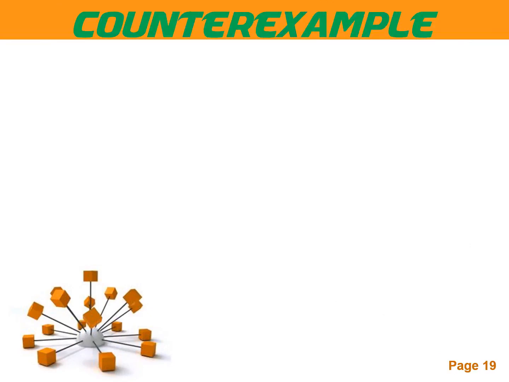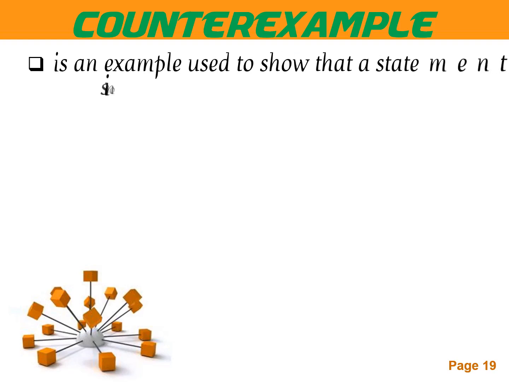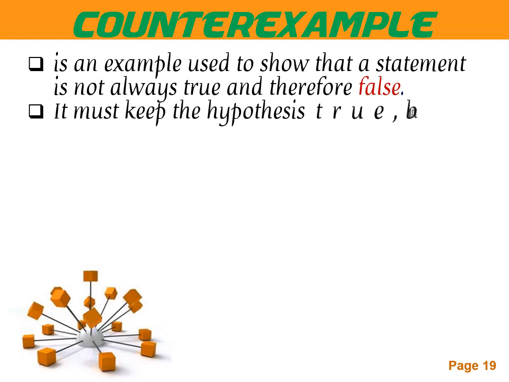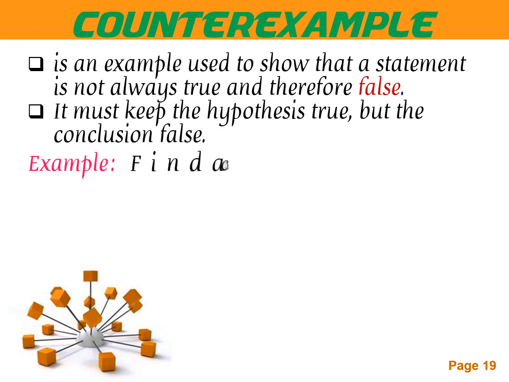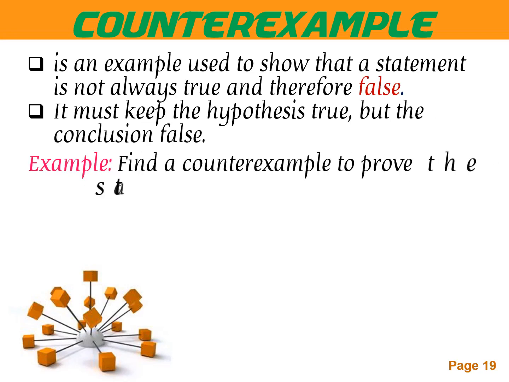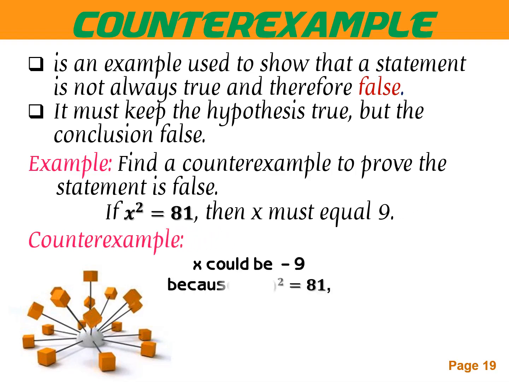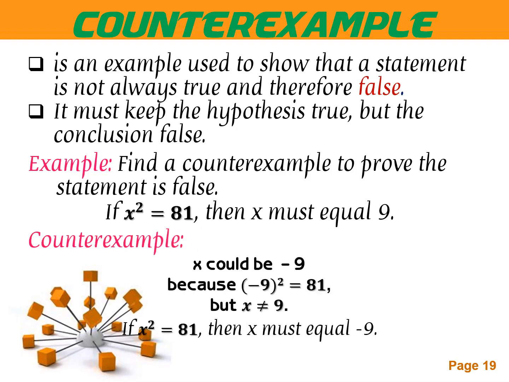Okay, let's have a counterexample. This is an example to show that the statement is not always true and therefore it is false. For this, you must keep the hypothesis true but the conclusion false. For example, find a counterexample to prove the statement is false. If x squared is equal to 81, then x must equal 9. So your counterexample for this statement will be: x could be negative 9.